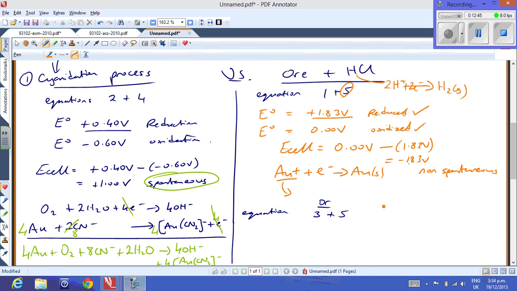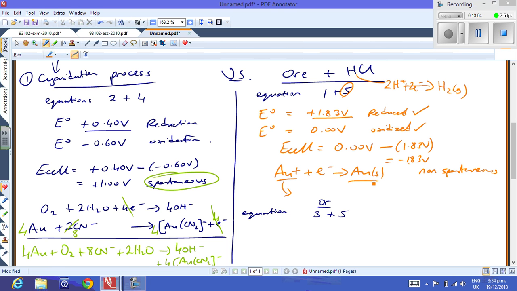So scratch that last comment about the gold ions complexing with the cyanide. There's no cyanide present in this process, but what we have here is our gold ions not being formed. You're staying as solid gold, which doesn't help you extract it from the ore. It's still stuck in the ore.